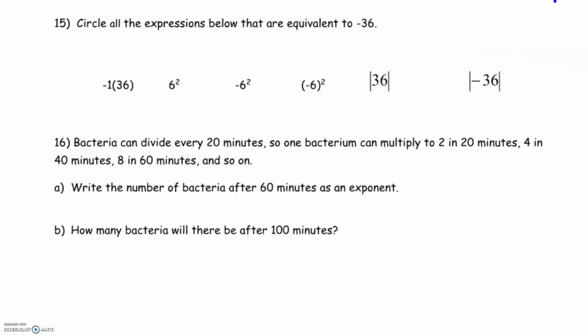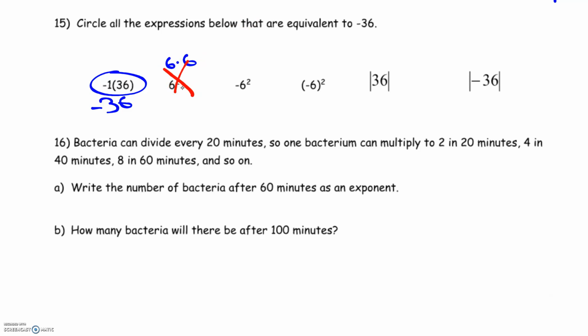Question number 15. Circle all the expressions below that are equivalent to negative 36. So a negative 1 times a positive 36 is negative 36. So I like that. Next one, also known as 6 times 6, that's positive 36, so no me gusta.